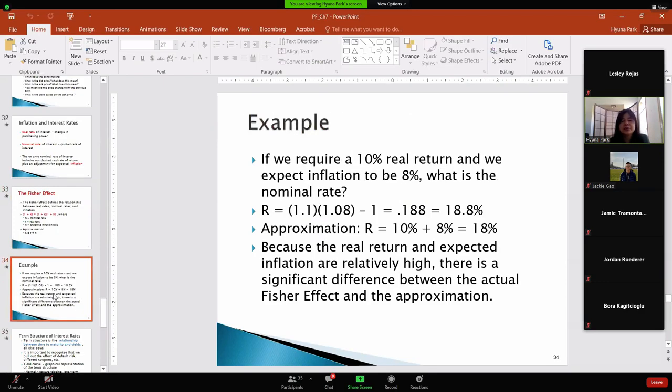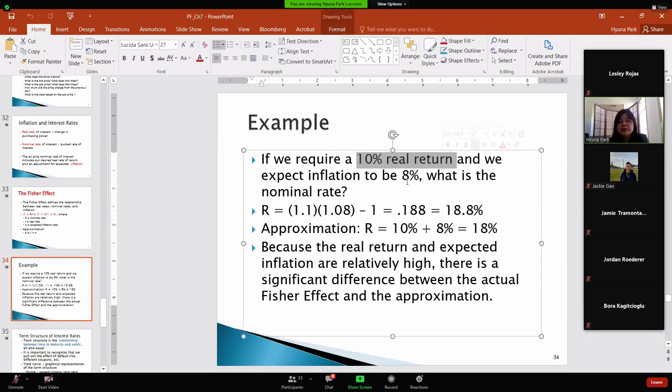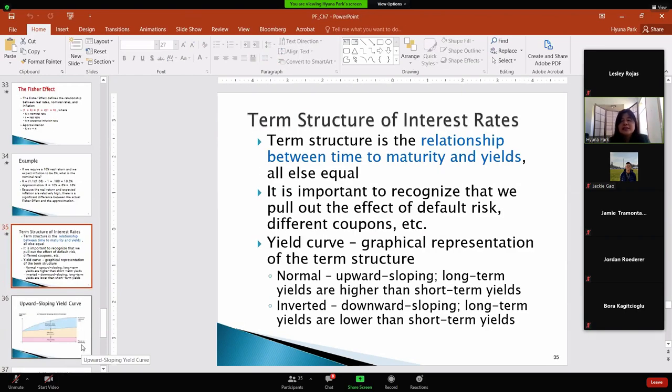Here is an example. If you require a 10% real return and expected inflation is 8%, the nominal return should be 1 plus 10% multiplied by 1 plus 8%, so 18.8%, not 18%, based on the Fisher effect. Any questions so far? The next topic is the term structure of interest rates.